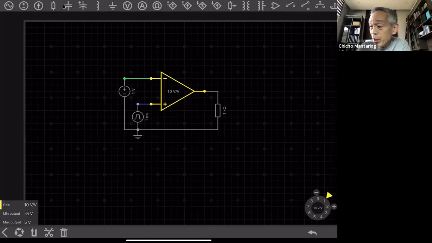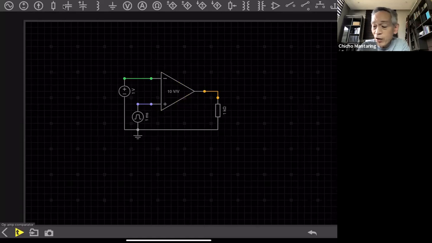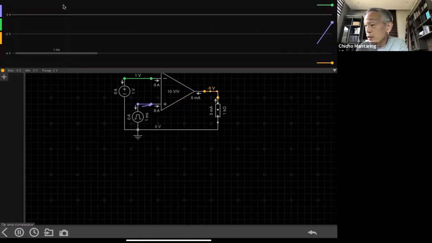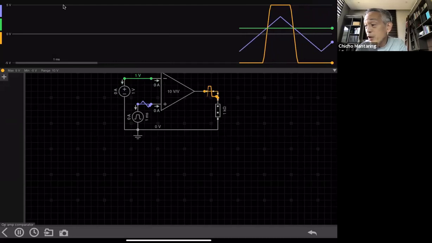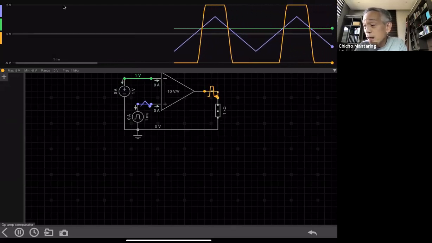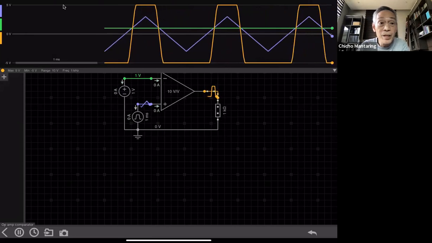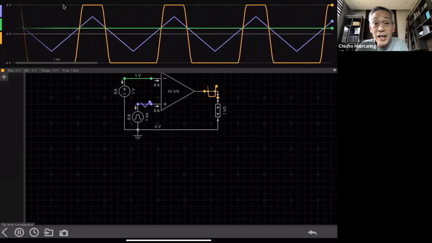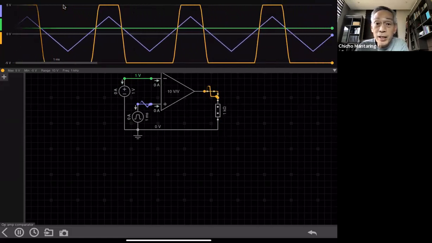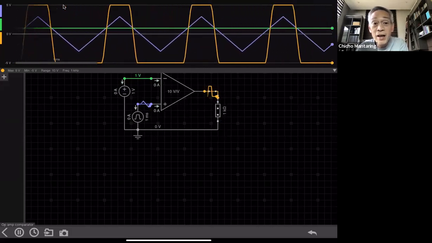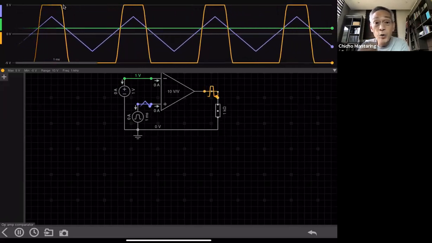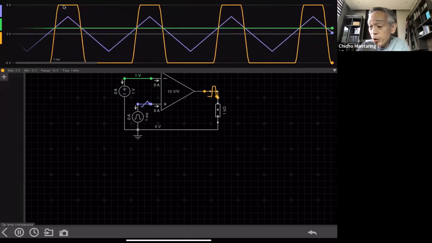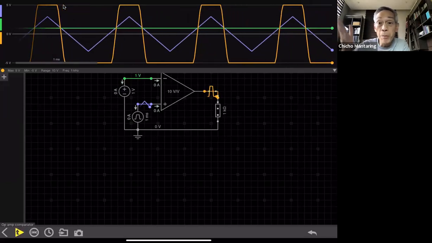So what do I want to do? I want to take a look at what this is going to look like. So let's take a look at what that looks like. So this is what ends up in the simulation. You can see that when the purple signal is less than the green signal, more or less, I have a negative output. And when the purple signal is greater than the green signal, I have a positive output. But note that my output still has a certain amount of slope.